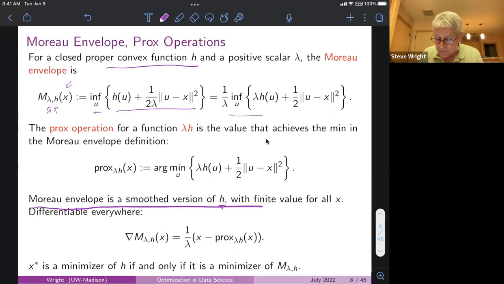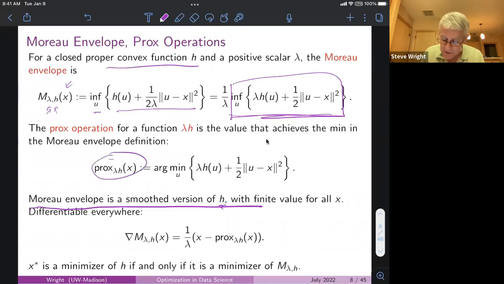And I can pull out the 1 over lambda and define it like that. Now, the reason I wrote it in this form is that we've got a name for the u that achieves this infimum here. We call it the prox operator. It's the prox operator of the function lambda h. And that turns out to be very important in algorithms, as we'll see in a moment.